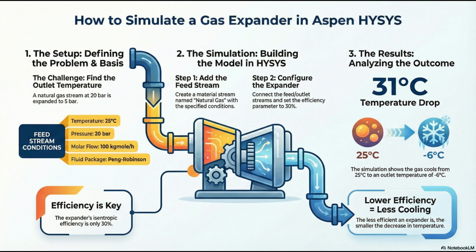A high-pressure gas enters at 20 bar. But when it races through an expander running at only 30% efficiency, everything changes. The simulation reveals a dramatic chill. The temperature plunges from 25 degrees to below freezing at -6. The message is clear. Lower efficiency means weaker cooling, and the expander cannot deliver its full power.